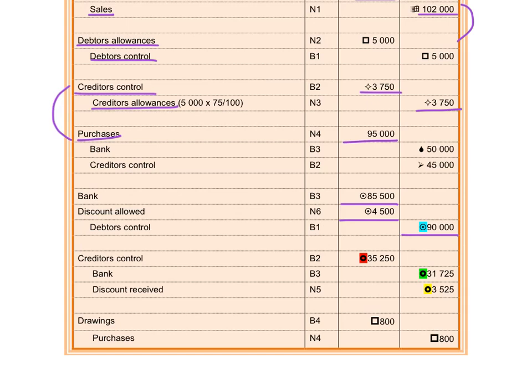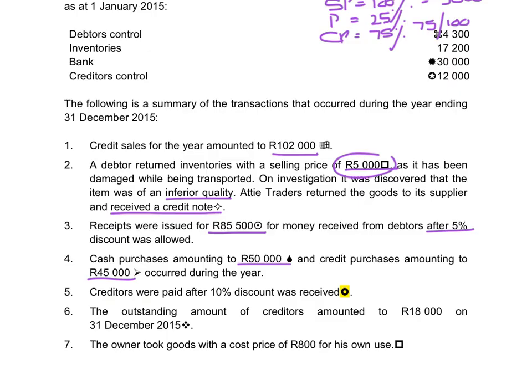You are not allowed to write in the inventory account, so you have to record the purchases in the purchases account, that is an expense that will decrease equity. Bank is credited with the 50,000 that was paid for cash purchases. Creditors control is credited with 45,000 for the purchases purchased on credit.